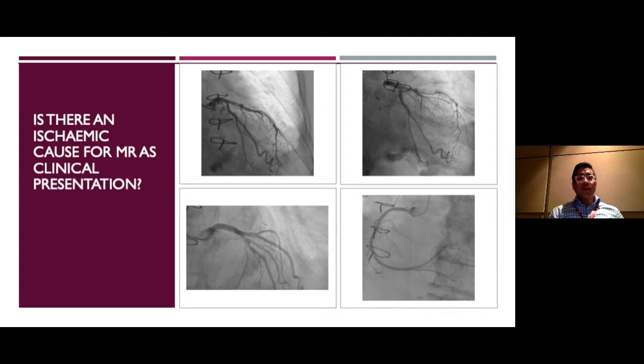In terms of whether there's an ischemic cause for his symptoms, we performed a coronary angiogram, and you can see from these 4 still shots that he has no significant obstructive disease and some mild to moderate proximal LAD disease.